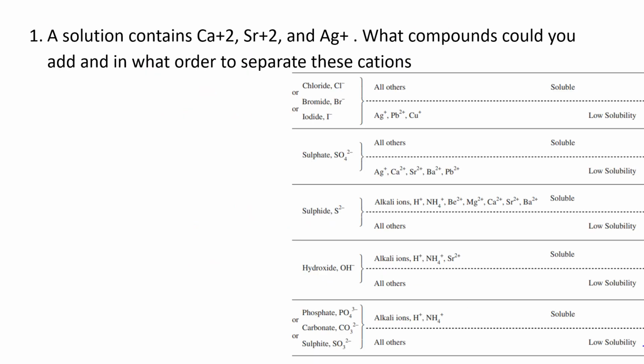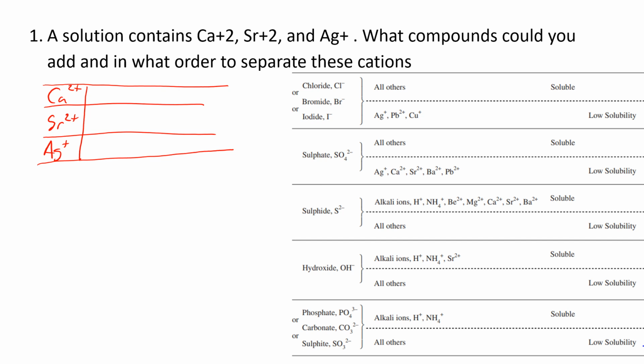There's a lot of different answers for this one. A solution containing calcium, strontium, and silver. How do you separate these things? So calcium, strontium, silver. If you struggle with this stuff, I suggest making the table. If you are good at solving these questions, then you can get away with no table. But I do recommend a table for kind of everyone, to be honest.